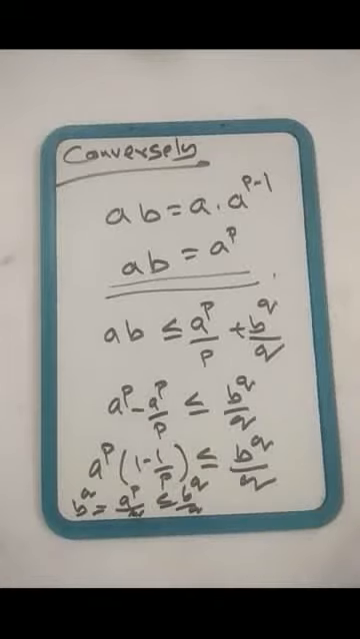So what does this show? It shows that equality occurs if and only if A raised to P is B raised to Q.